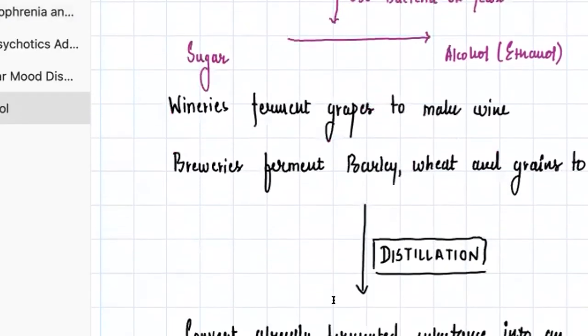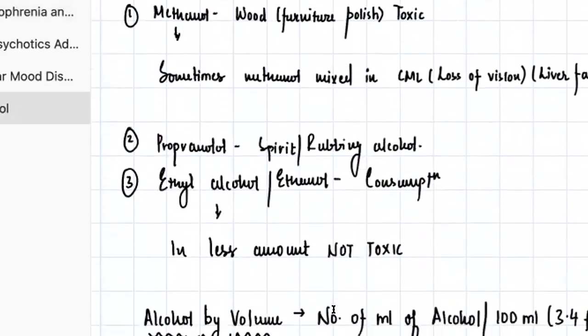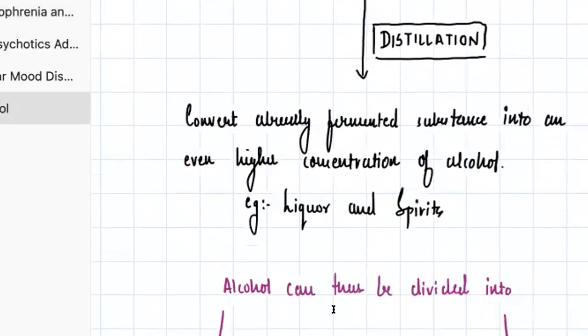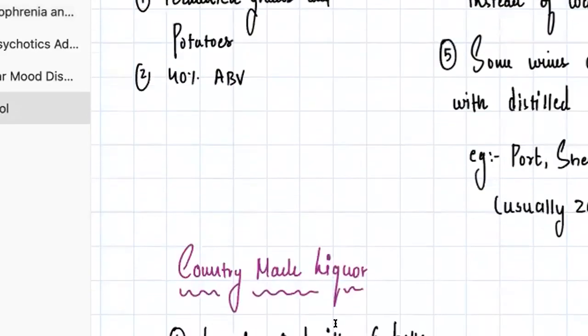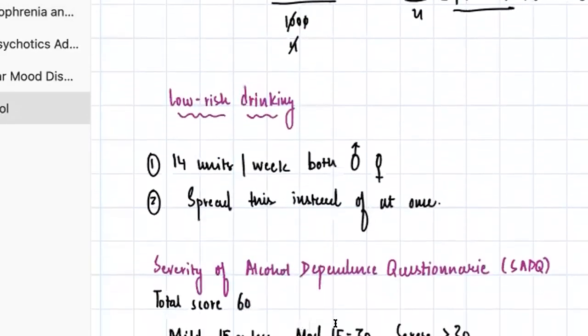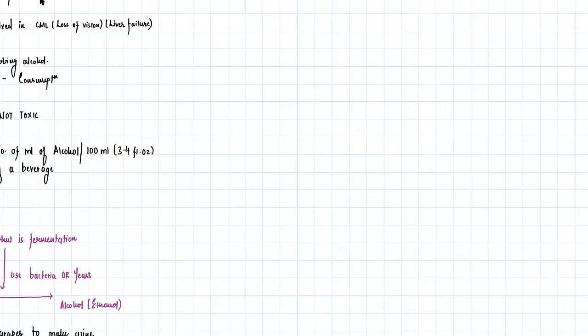This is an entirely different alcohol thing. So how is alcohol made? What is the procedure? What are the different chemicals? What are the concentrations? What is undistilled, distilled? What is country-made liquor? How do you calculate units of alcohol? What is low risk? So what are the types of alcohol?